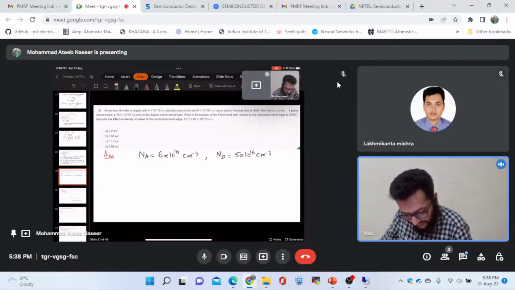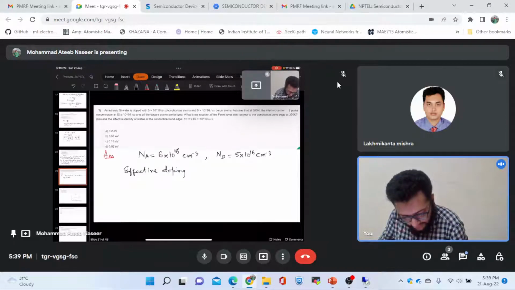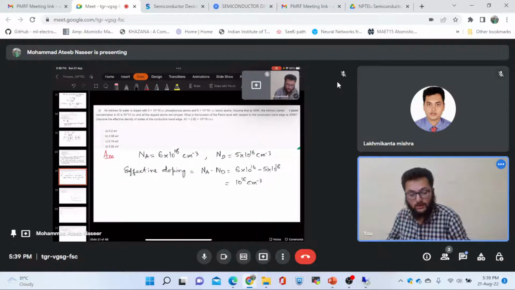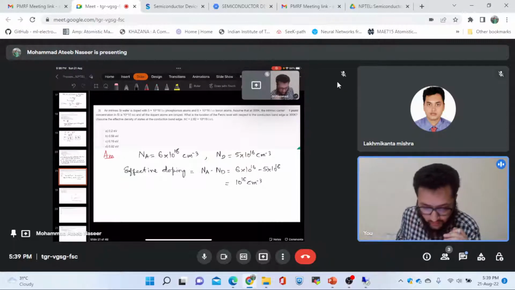Now we can clearly see that if we find the effective doping, it will simply be equal to Na minus Nd. It will be 6 into 10 raised to the power 16 minus 5 into 10 raised to the power 16, and it will simply mean we have 10 to the power 16 per cubic centimeter effective doping. This will be due to the acceptor atoms, because as we can clearly see, the acceptor concentration has more magnitude as compared to the donor concentration.